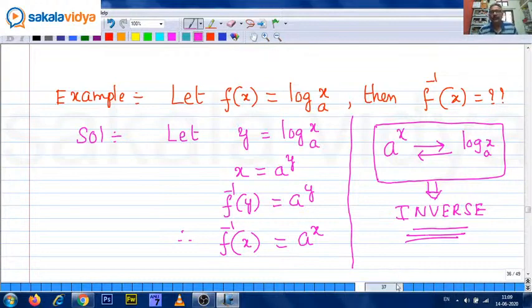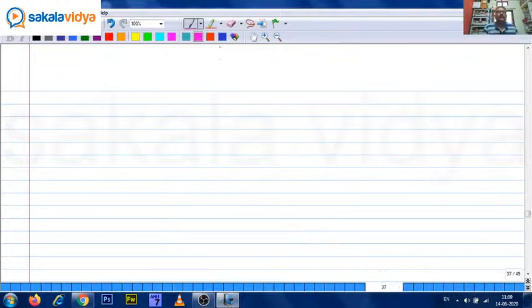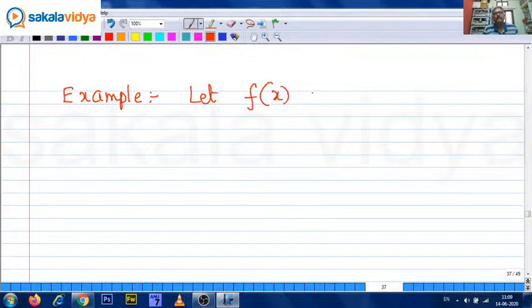So one more thing. Example. Let f of x equal x to the power of n. Then, what is f inverse x?